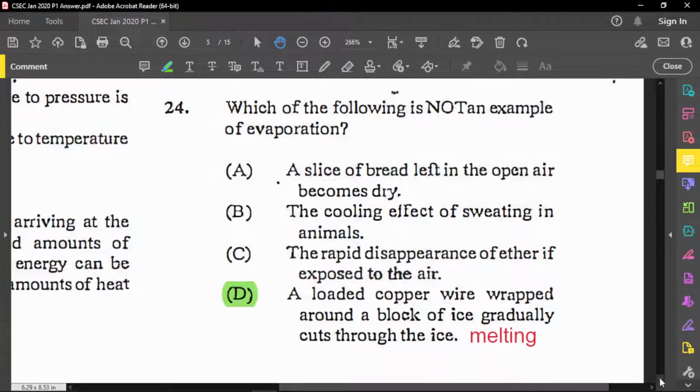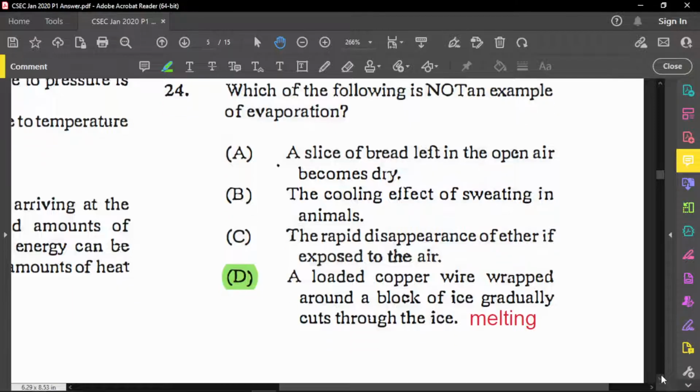However, question number 24 is which of the following is not an example of evaporation? And D is the correct option. As you look at it, they say that a loaded copper wire wraps around a block of ice, gradually cuts through the ice. The reason why the copper wire could cut through the ice is because the ice will melt where the copper wire is, because the copper wire will transfer heat quickly to that section of the ice and cause it to melt. So that's melting, not evaporation.